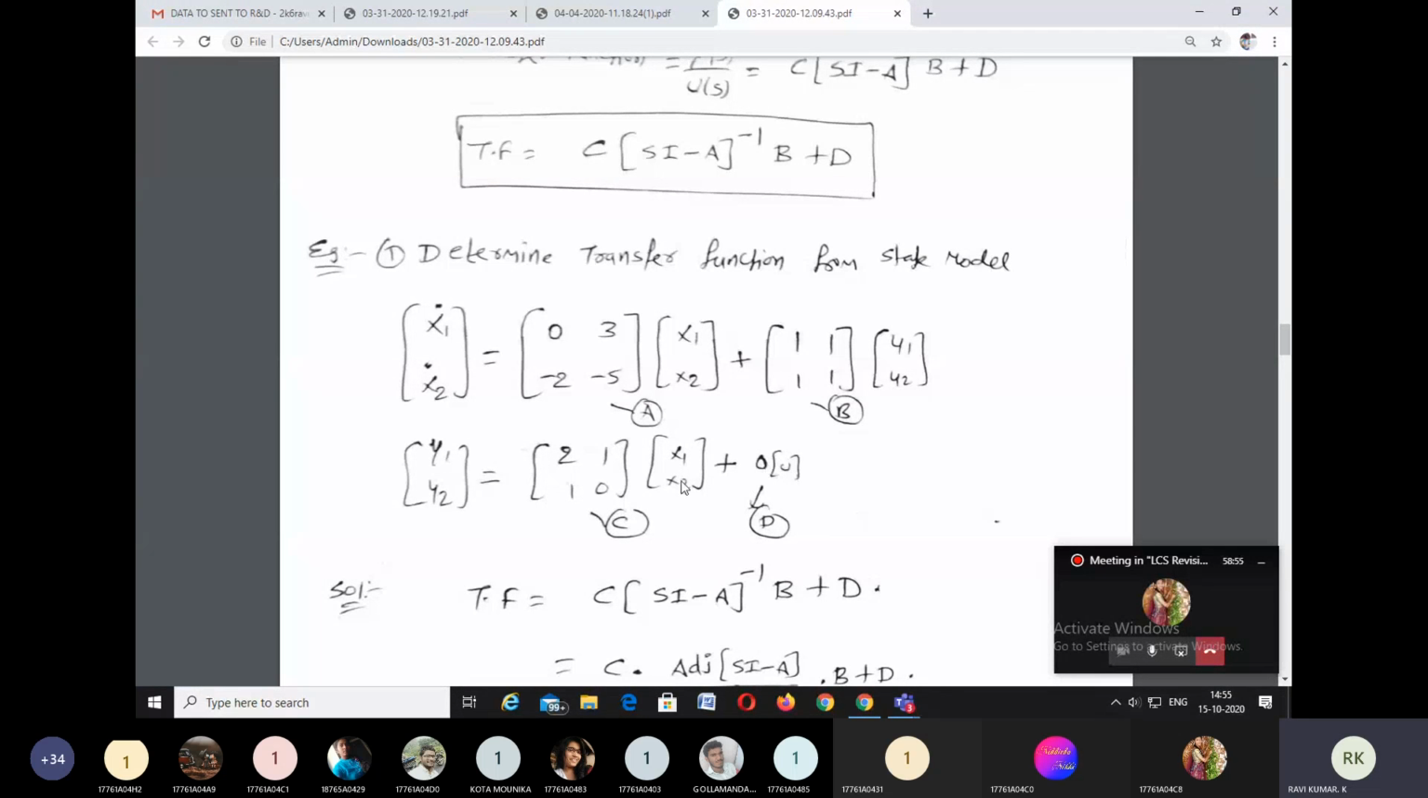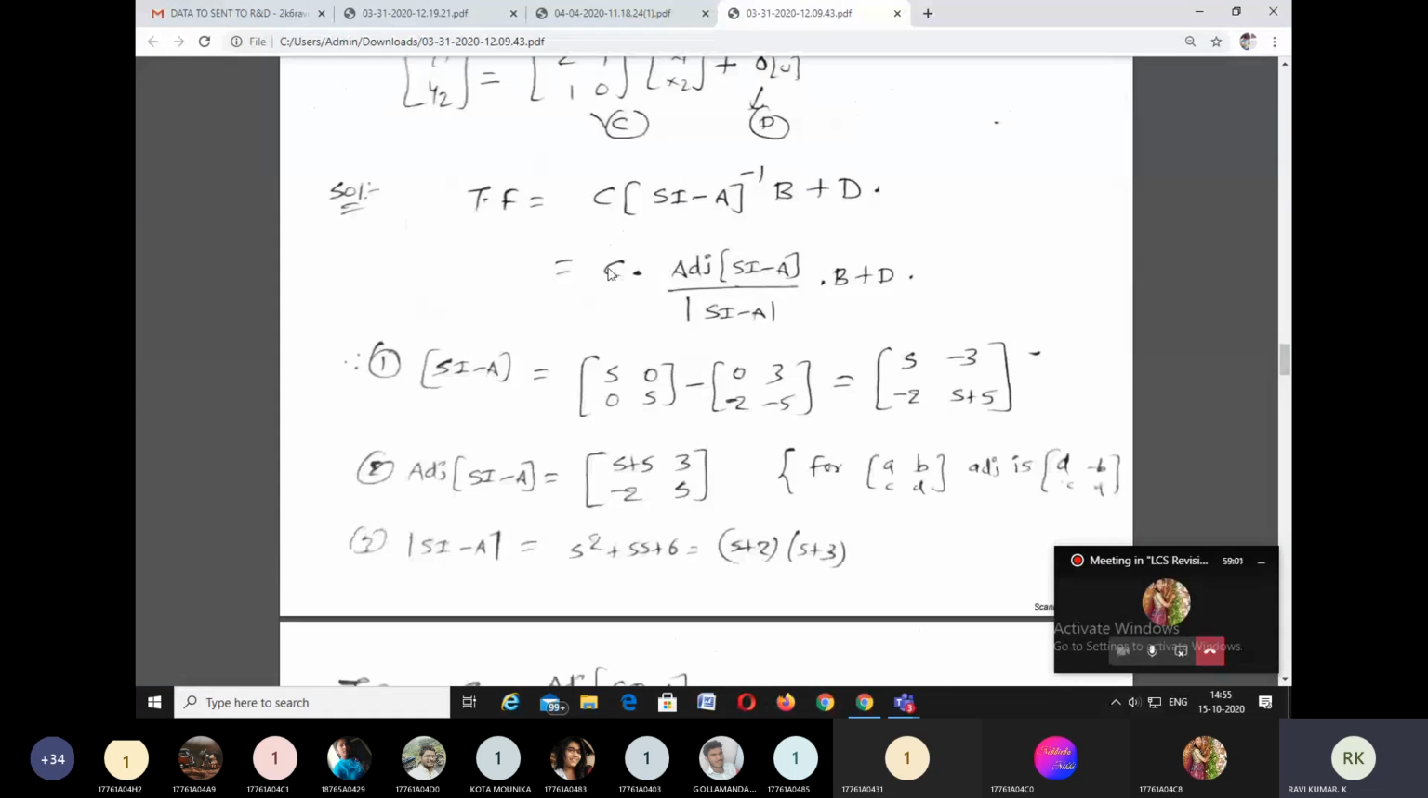Remember that point. So from these A, B, C, D matrices, how do we get the transfer function? Transfer function is equal to C into (sI minus A) whole inverse into B plus D is the formula, right? A inverse is equal to adjoint A by det A, you know this one, right? So here (sI minus A) whole inverse is equal to adjoint of (sI minus A) by det of (sI minus A) is the formula, right? So first of all, you have to calculate adjoint A by det A.